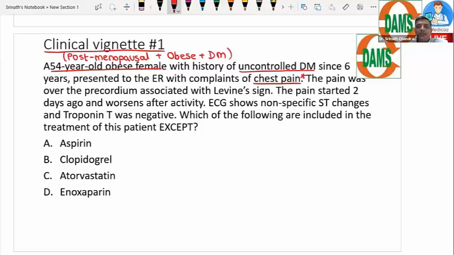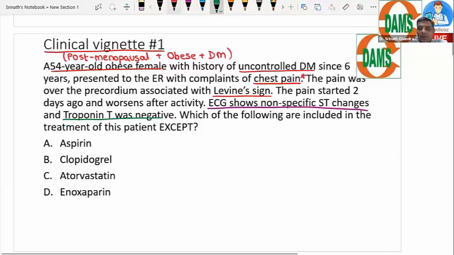Complaints of chest pain. The pain was over the precordium, associated with Levine's sign, and the pain started 2 days ago and worsens after activity. The ECG shows non-specific ST segment changes and the troponin levels were negative. So which of the following are indicated in the treatment of the patient except?